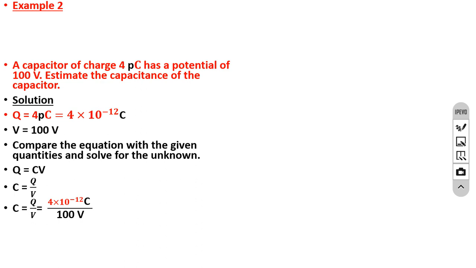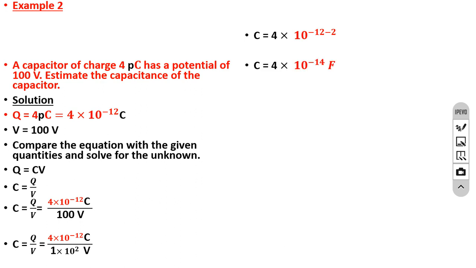You can as well change the denominator to standard form and then solve, but if you compute it directly, you always arrive at the correct answer. But I decided to use standard form, so I had to change my denominator, 100 volts, to standard form as well. When you do that, from indices, you will get 4 times 10 to the power minus 12 minus 2, which will finally give you 4 times 10 to the power minus 14 farad.